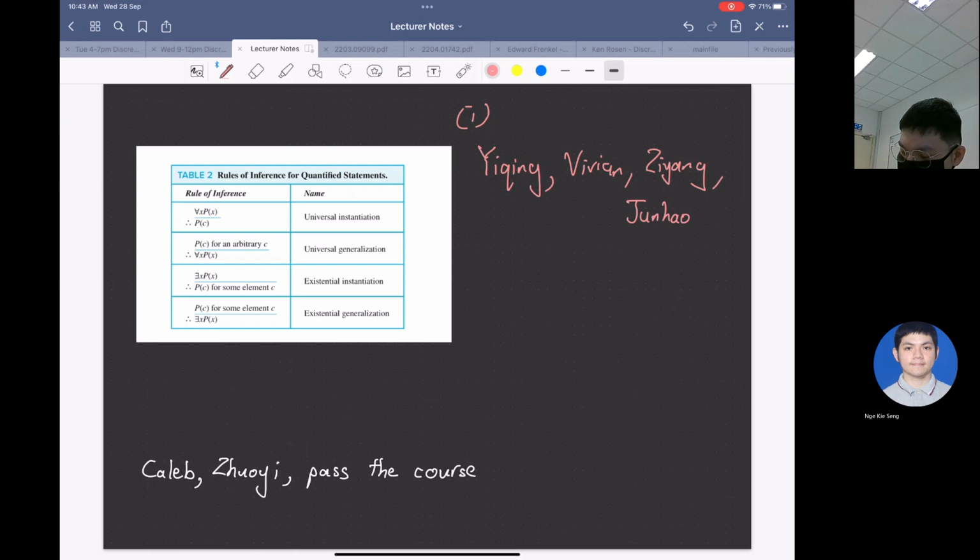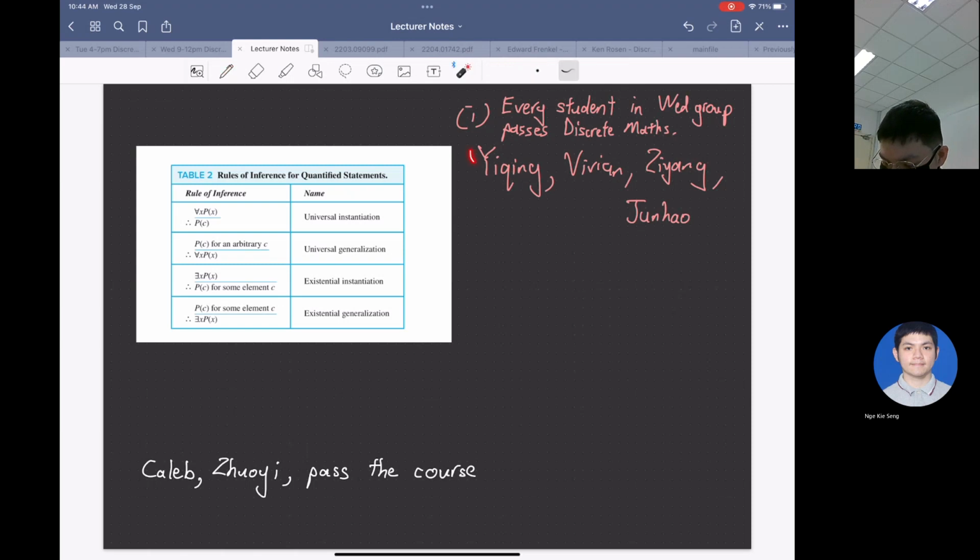Okay, let's say I get these four names. Let's say these four persons are all the students inside this class. Okay, so this is the Wednesday class. So if I say that every student, including all of you, just that I can't say all your names, so I just put a variable here first. Every student in the Wednesday group passes Discrete math.